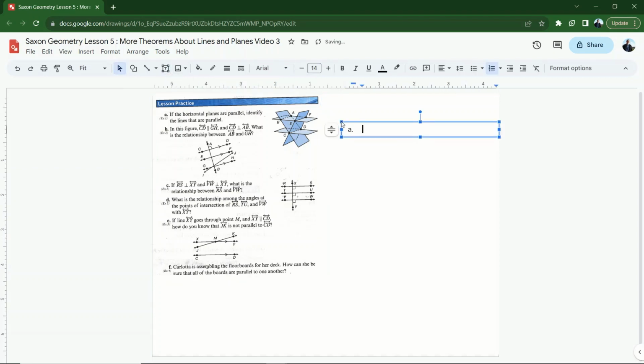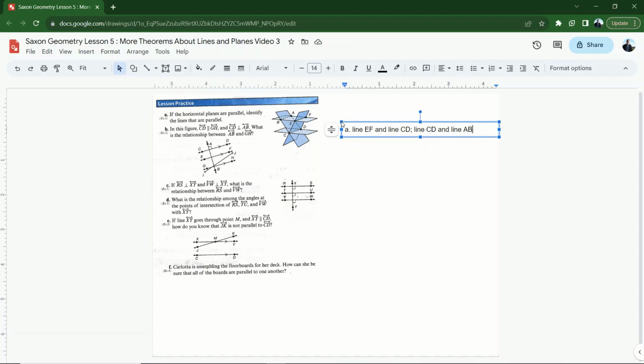So for letter A, line EF, I'm just going to say line EF instead of putting the arrow over the top for now. We've got so much to do here. And line CD are parallel. Also, line CD and line AB are parallel, because you see that I have another plane that cuts through the bottom plane and top plane.